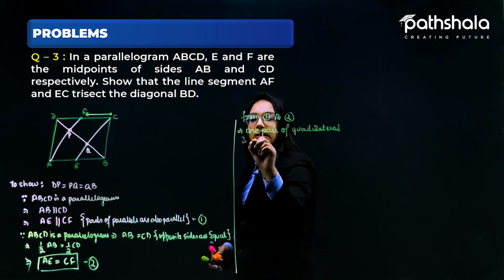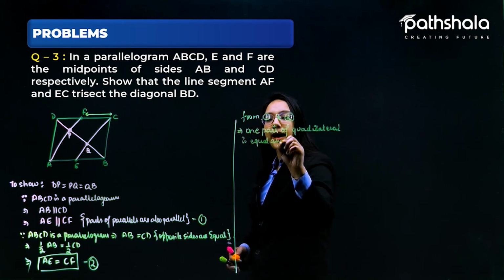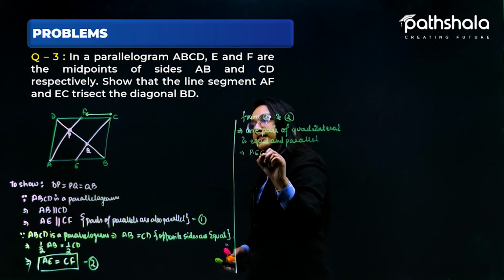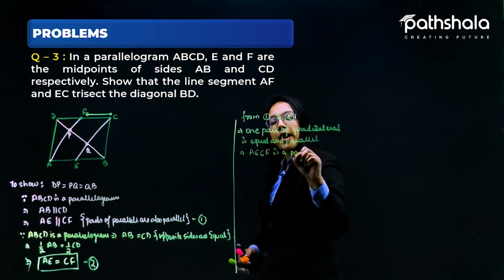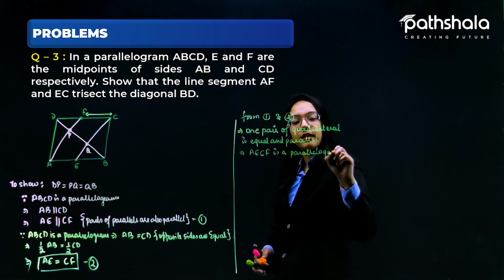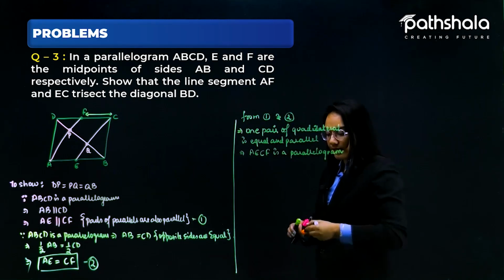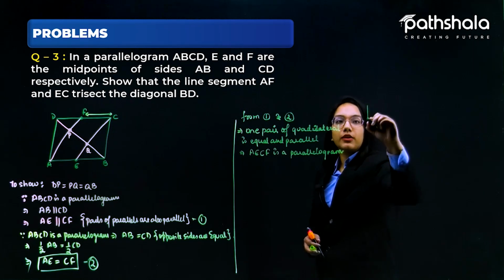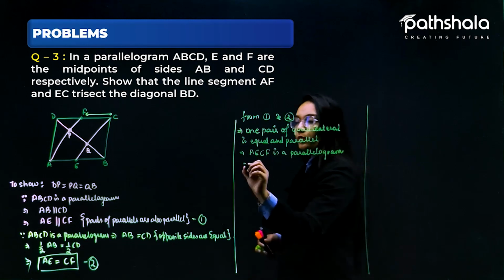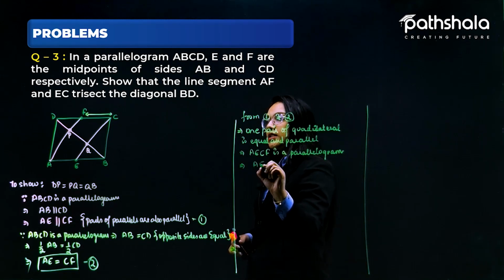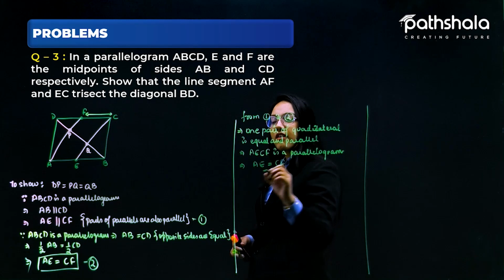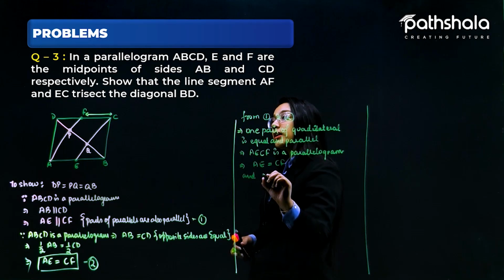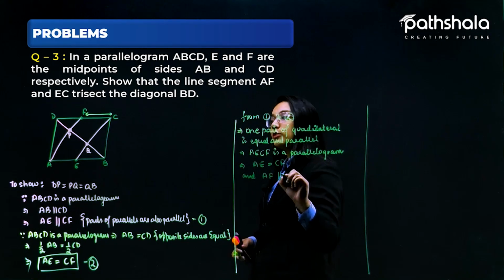one pair of opposite sides of the quadrilateral is equal and parallel. It implies that AECF is a parallelogram. Because we are getting one pair of sides as parallel and equal, it is a parallelogram. And if it is a parallelogram, then we can say that AE is equal to CF, and further that AF is parallel to EC.